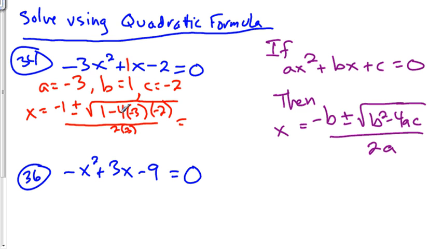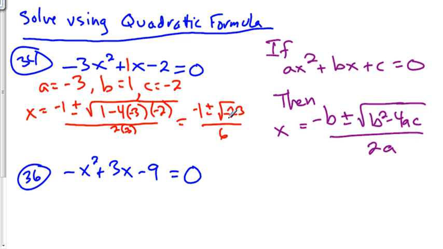What is this equal to? Negative 4 times negative 3 is positive 12, times negative 2 is going to be negative 24, so I have 1 minus 24, and that is going to be negative 23, plus or minus the square root of negative 23, all over 6. And now I'm going to end up just simplifying this. We're on 34.